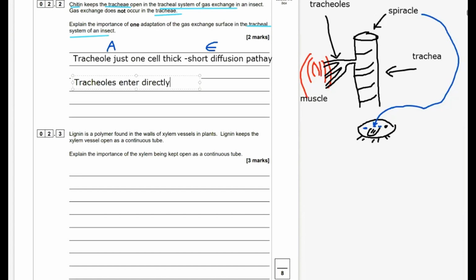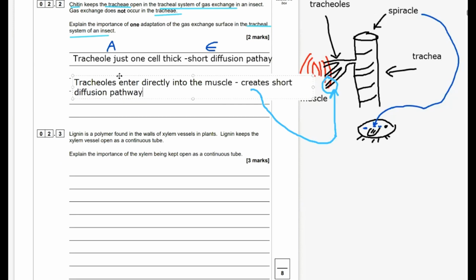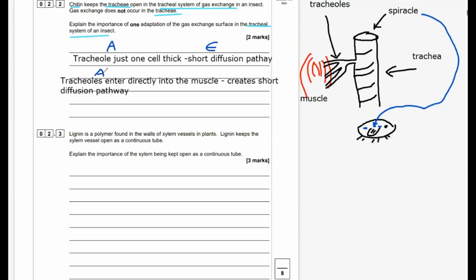Another adaptation of the tracheoles is that they enter directly into the muscle. Again, this creates a short diffusion pathway. So you can see that here, the end of the tracheoles leads directly into the muscle tissue, meaning there's a short distance for the gases to diffuse into the actual muscle cells. Okay, that's the adaptation and explanation.